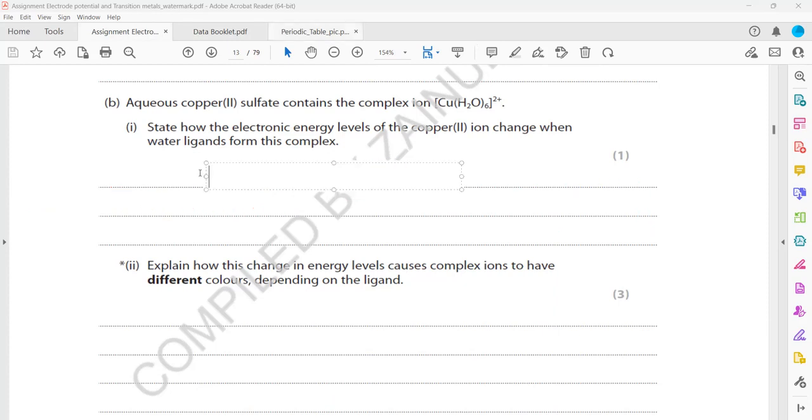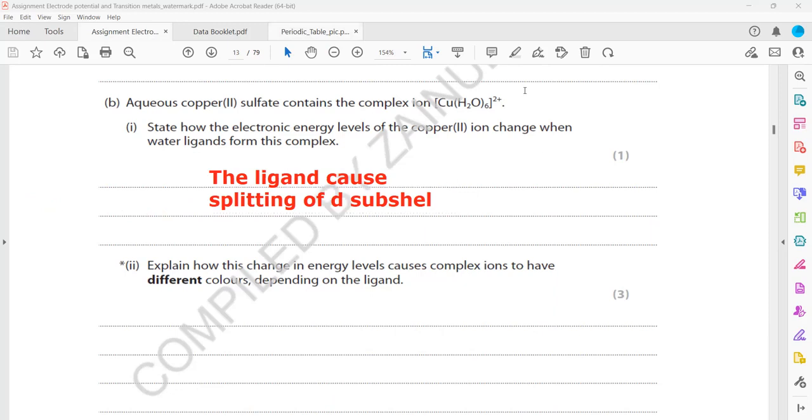So the ligands cause the splitting of the d subshell. Not orbital, subshell, because an orbital holds 2 electrons. Even dxy is one orbital, but the d subshell has 5 d orbitals, which split.